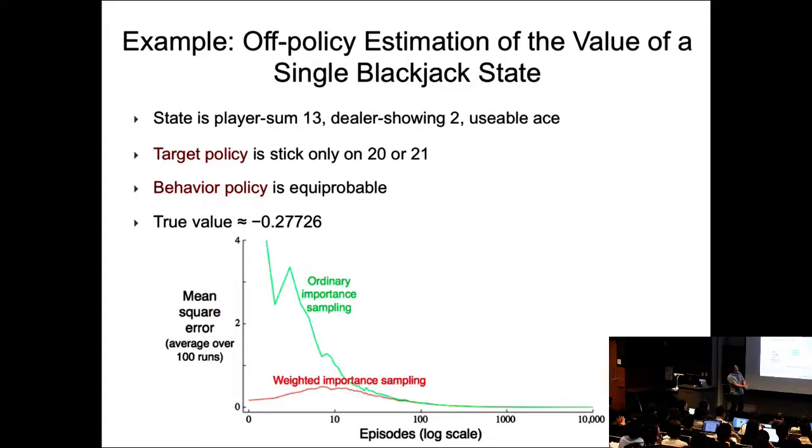This is also an example of policy estimate of the value of a single blackjack state. This is what happens to the ordinary importance sampling as the number of episodes scales, and this is what happens to the weighted importance sampling, right? So you can see it's much more stable. In many cases, it can be much more stable.